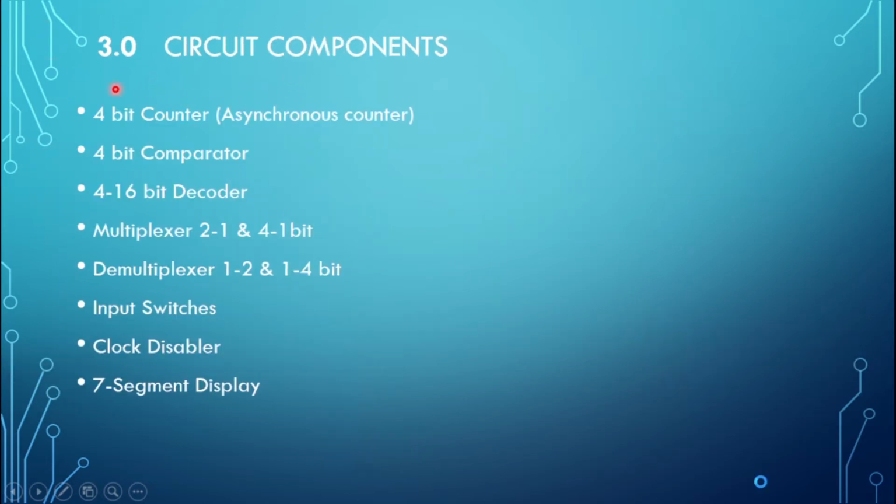These are the components that we use to construct our circuit. Firstly, we are using a 4-bit counter to create the asynchronous counter. How did we create this counter? We used JK flip-flops that we learned from chapter 7 and chapter 8.